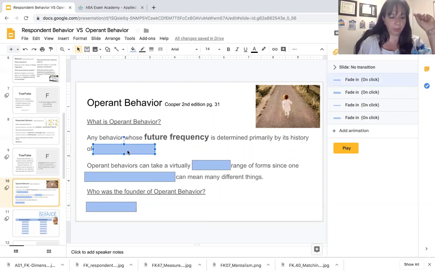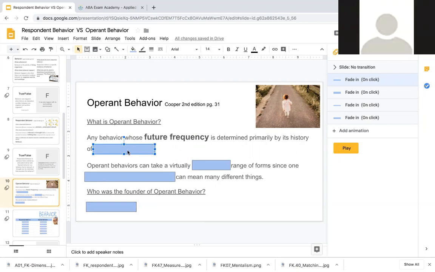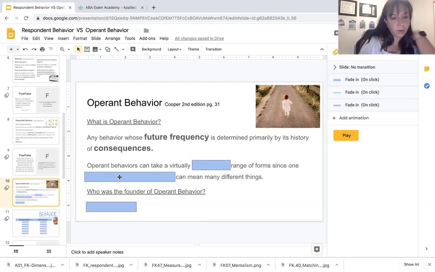What does it look at? An antecedent or a consequence? Consequence. Correct. All right, so operant behaviors can take a virtually blank range of forms since one blank can mean different things. So different from respondent, operant has different ways of responding for one behavior. So think about what I just said and what do you think goes in there?